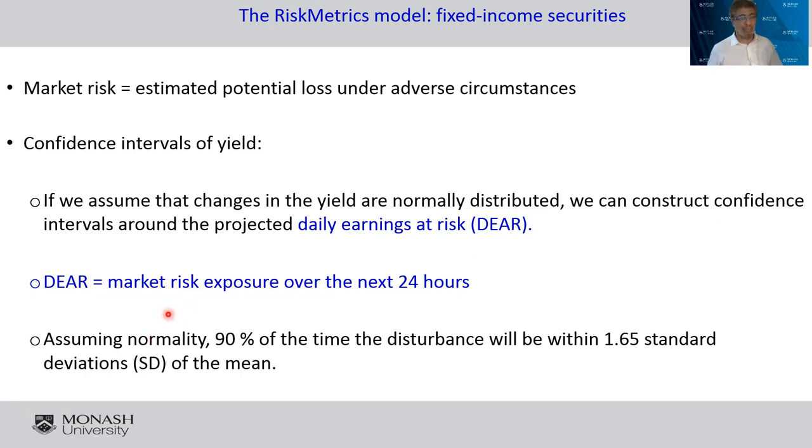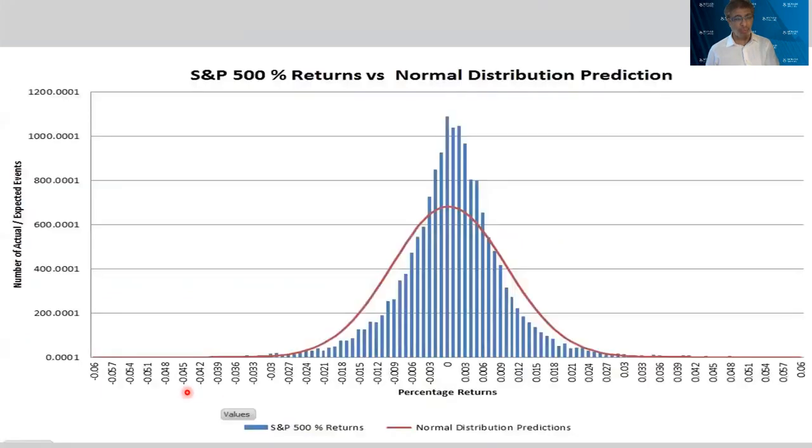So the DIR is the market risk exposure over the next 24 hours. And we are assuming normality with 90% confidence, which means we take 1.65 standard deviations from the mean. And I will tell you why; this is how it looks.